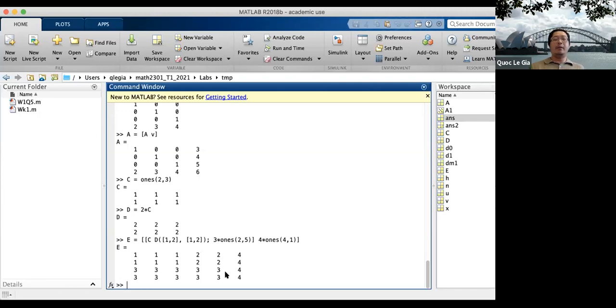So this formula just shows you that MATLAB is very, very flexible with cutting and pasting matrices. It's like a puzzle. With just a single line, you can see that so many operations are going on at the same time. It's not very intuitive, but when you draw pictures, you will see it. Okay. So any questions?